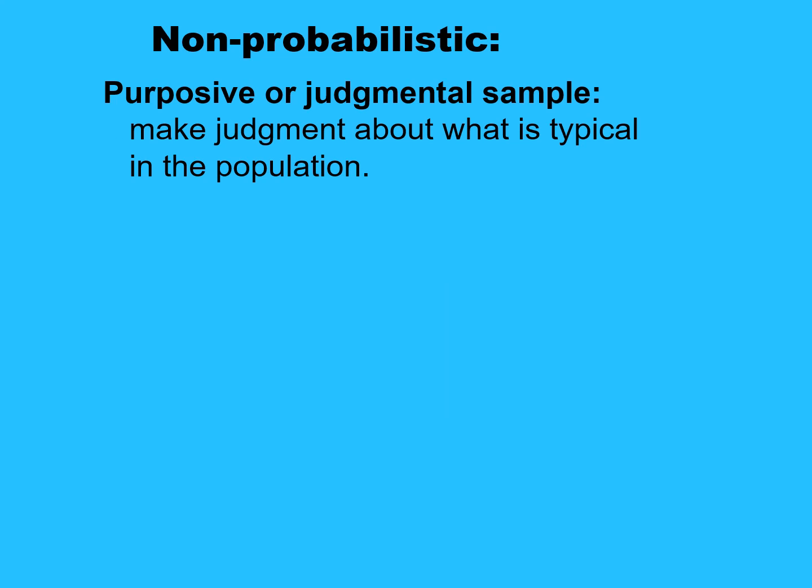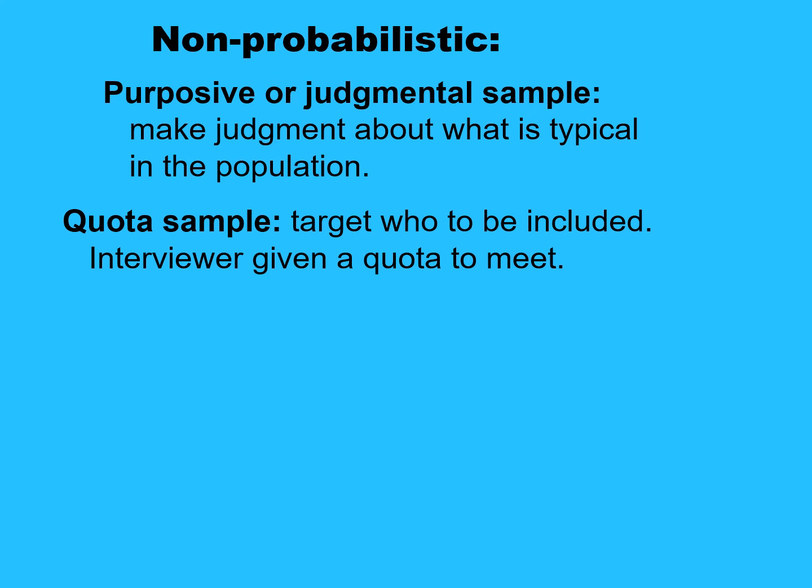Moving on to non-probabilistic or non-arbitrary sampling methods, one of those is purposive or judgmental sample, where you simply make a judgment about what is typical in the population and strive to talk to those people. A quota sample is where you target who to be included, so the interviewer is given a quota to meet.